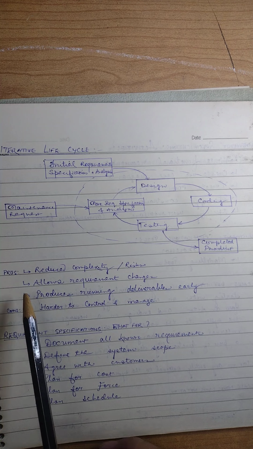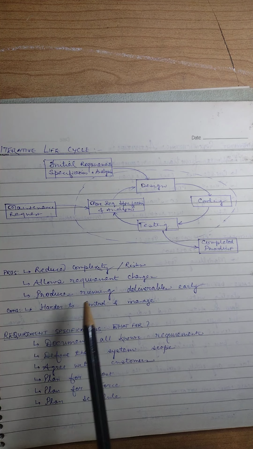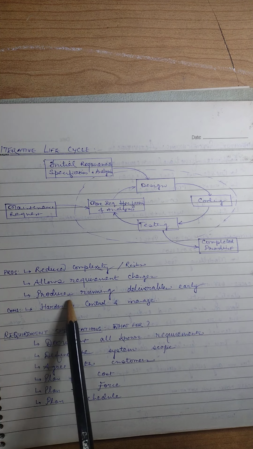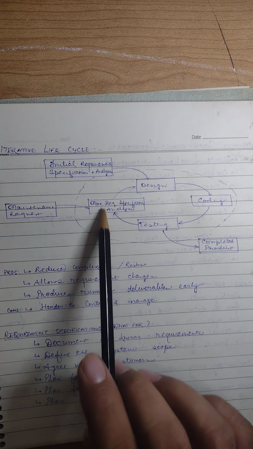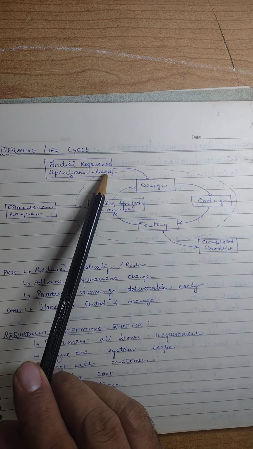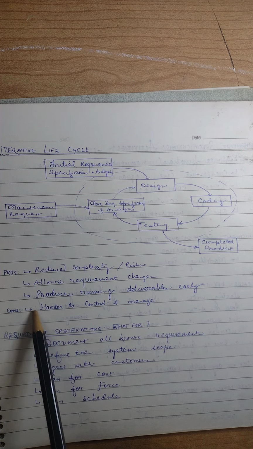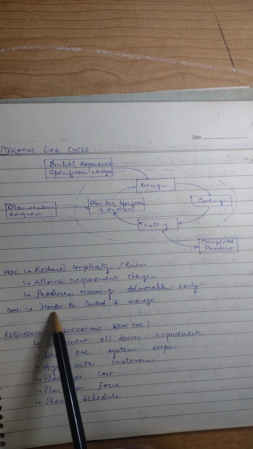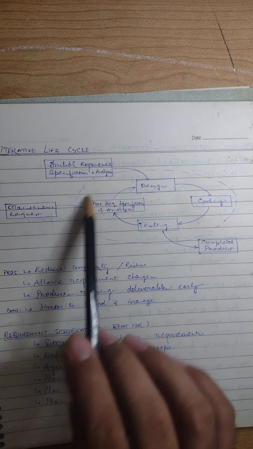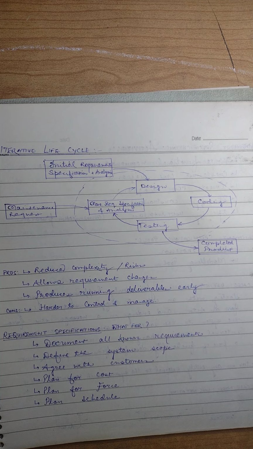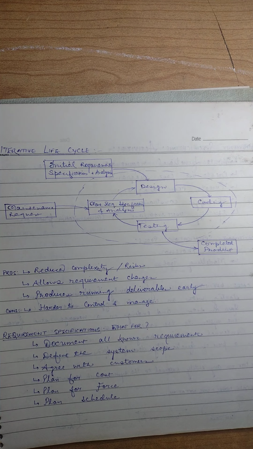Now some pros and cons are there. What are the pros and cons? Pros are reduced complexity, allows requirement changes, and you can produce a running product and deliver early, because it's iterative and you are taking some set of initial requirements, doing design, coding, testing, and adding more. Cons, meaning disadvantages, is that sometimes it becomes harder to control and manage, because continuously you are iterating and changing. Sometimes your maintenance, your time, development, everything will go for a toss because there is no control. But nowadays there are various automated tools available.